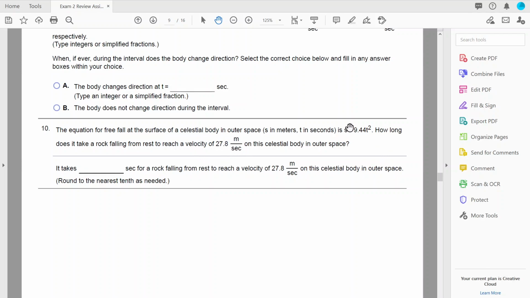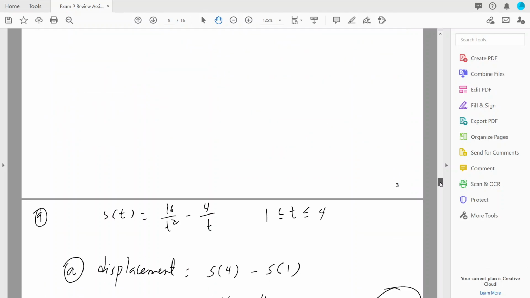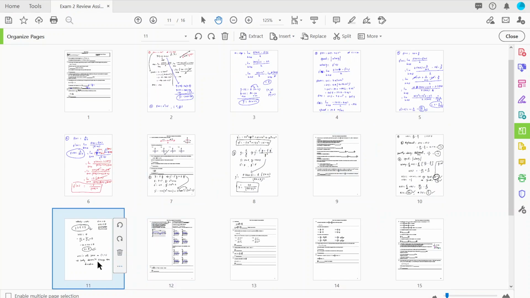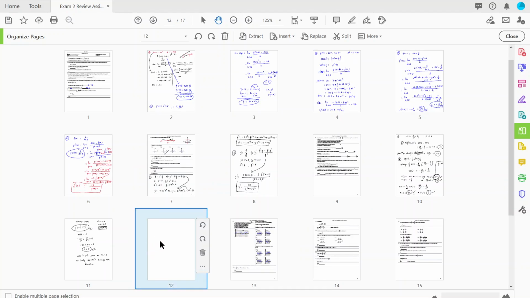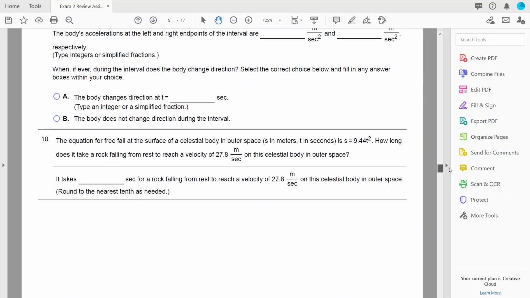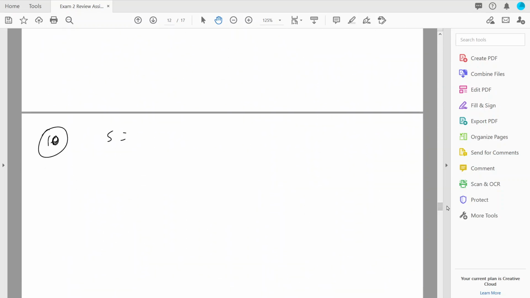Okay, so let's check. This position function is 9.44 t squared. So here I'm going to add one more piece. Okay, so this is for problem 10. Problem 10, position function is given, which is 9.44 t squared. So that means we can find the velocity. Let's say v of t is the derivative of this function. If you find the derivative by using the power rule, it's 9.44 times 2t, which is 18.88t.